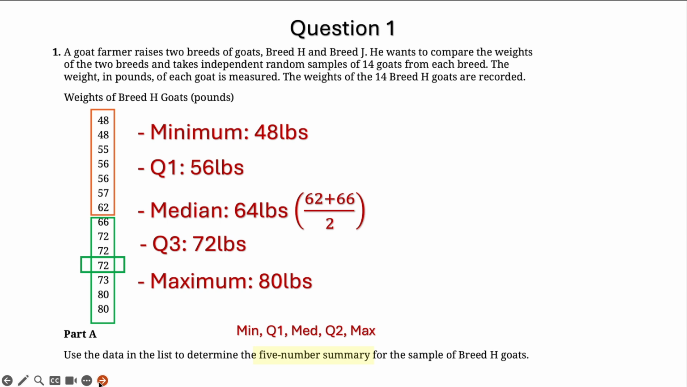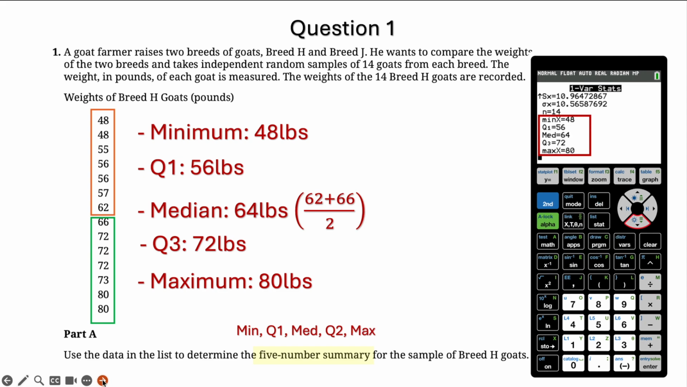Next, you can also use the calculator, but make sure that you're entering all the data values right. If you make one mistake, that can give you everything wrong. Now let's see how that looks on the calculator. You go to Stat, Edit, and you enter the list, and after that use Stat Calc to calculate all the summary statistics. So minimum is 48, Q1 is 56, median is 64, Q3 is 72, and maximum is 80. Again, if you make a mistake while entering the data values, you will get everything wrong.